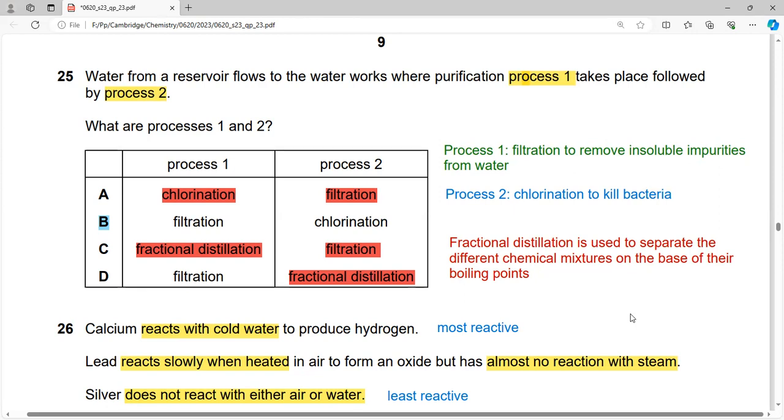What about the wrong option, fractional distillation? Fractional distillation is used to separate different chemical mixtures on the basis of their different boiling points. For example, crude oil contains different fractions of hydrocarbons, so we separate them that way. It's not applied in water purification, so that's a wrong option. So here, B is our correct option.